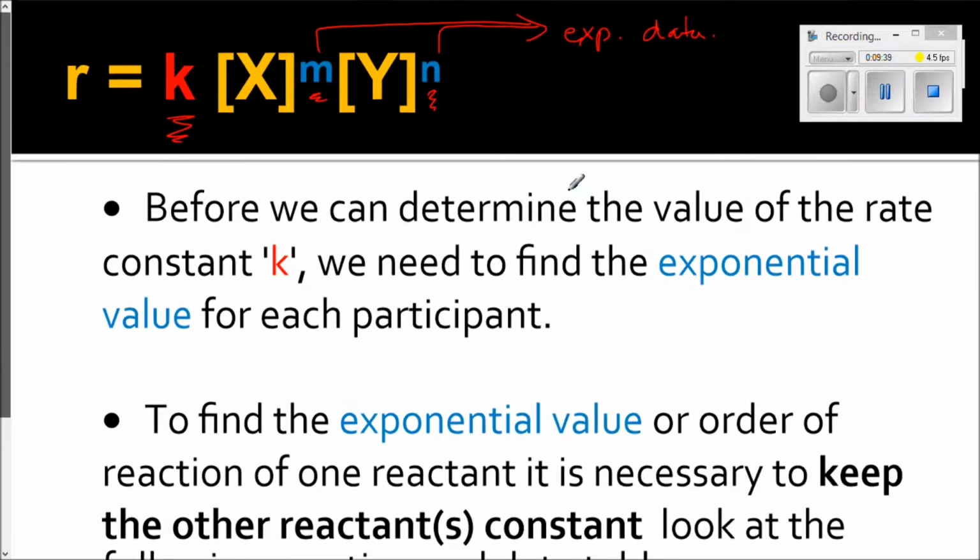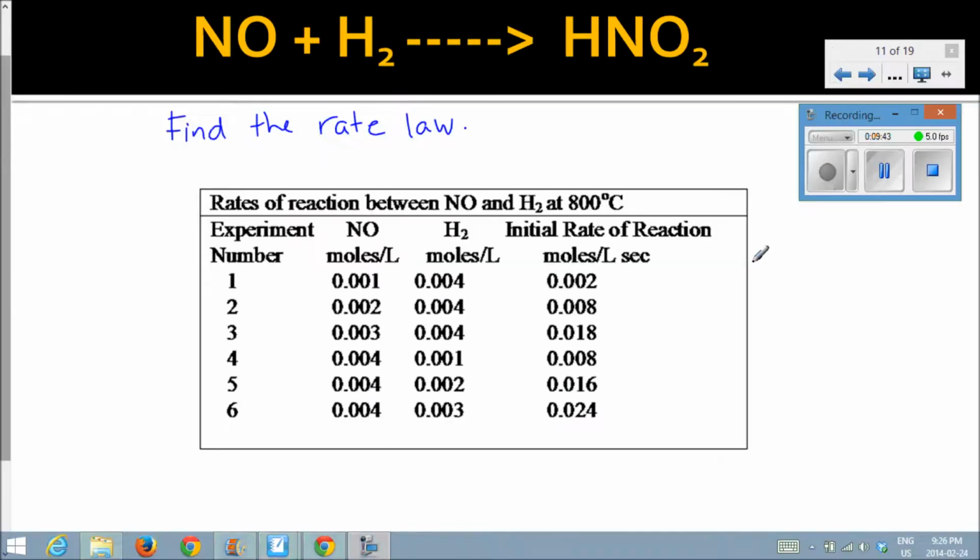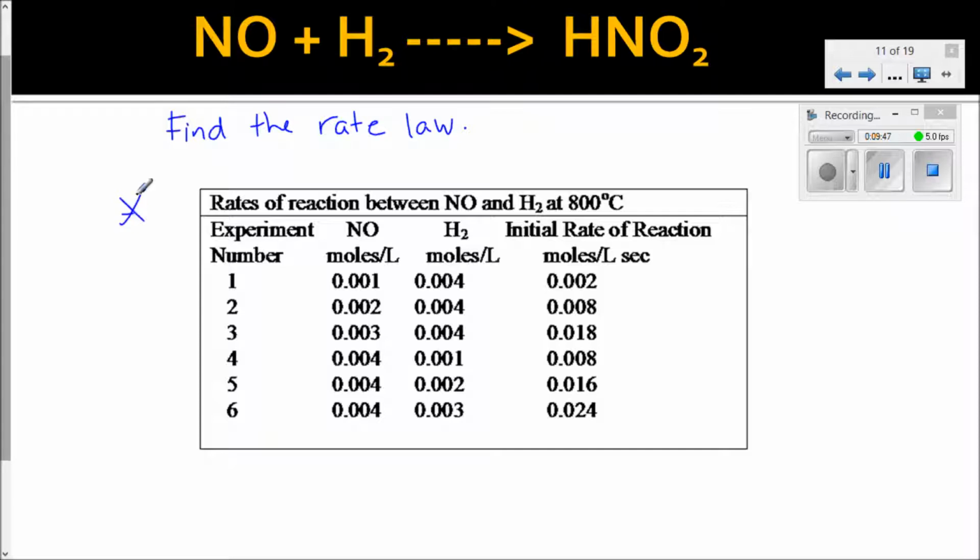So let's actually do that. Now we'll go through one question. So the questions that you'd have to answer would look like this. It gives you a data table. It gives you a balanced chemical equation. And then it says, find the rate law.